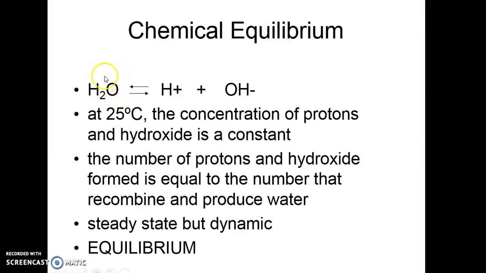Here's an example. Water does a teeny tiny bit of breaking apart to protons and hydroxide. This is called a proton and this is called a hydroxide. We can recognize this is an equilibrium. The way it's written, it has a double arrow. And what happens is the concentration of protons and hydroxide remains constant, even though water is constantly breaking apart and then reforming. This is a steady state. It's an equilibrium.